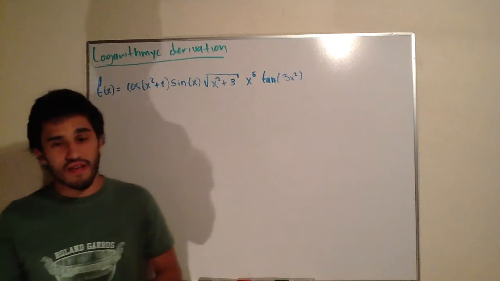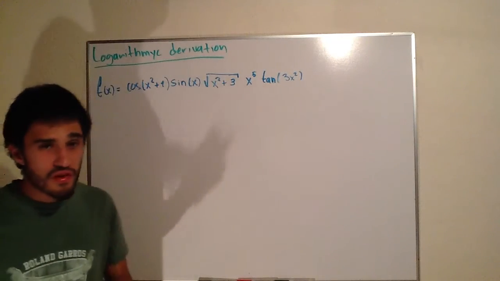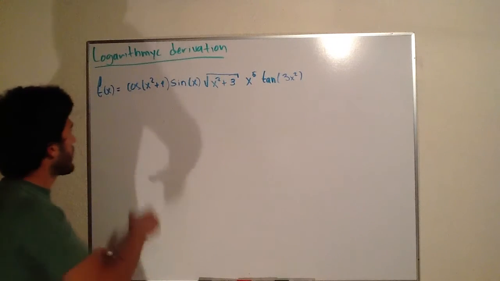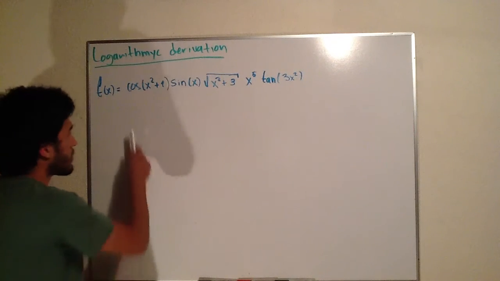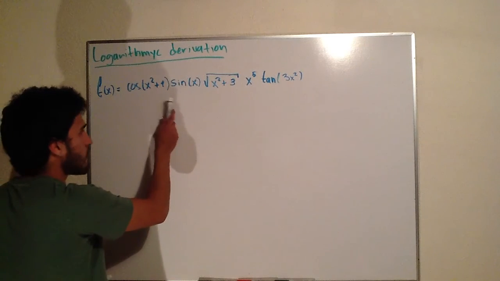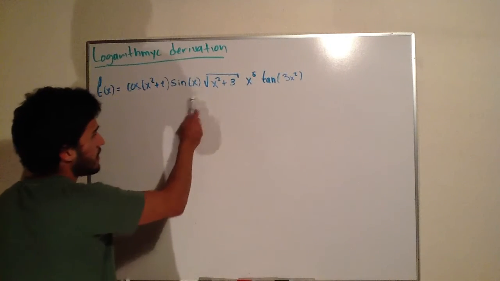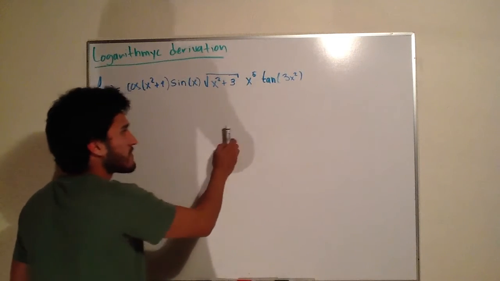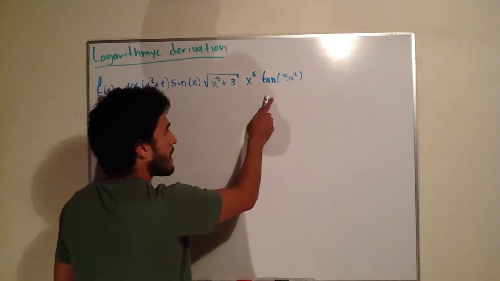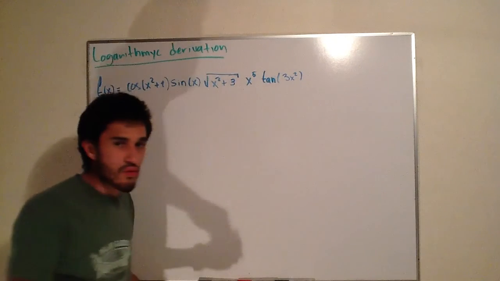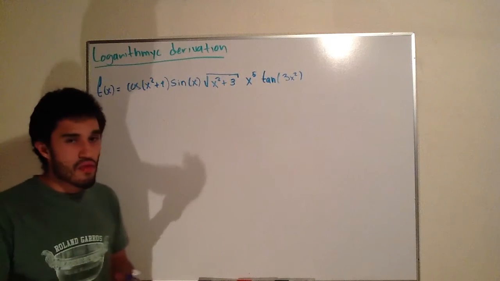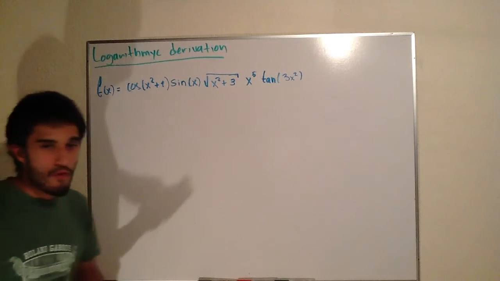We are going to see an example of derivatives, specifically to know how logarithmic derivation works. So, we have here the function f equal to cosine of x squared plus 1 multiplied by sine of x multiplied by square root of x squared plus 3 multiplied by x to the power of 5 multiplied by tan of 3x squared. In this exercise, we need to take the derivative of our f function.